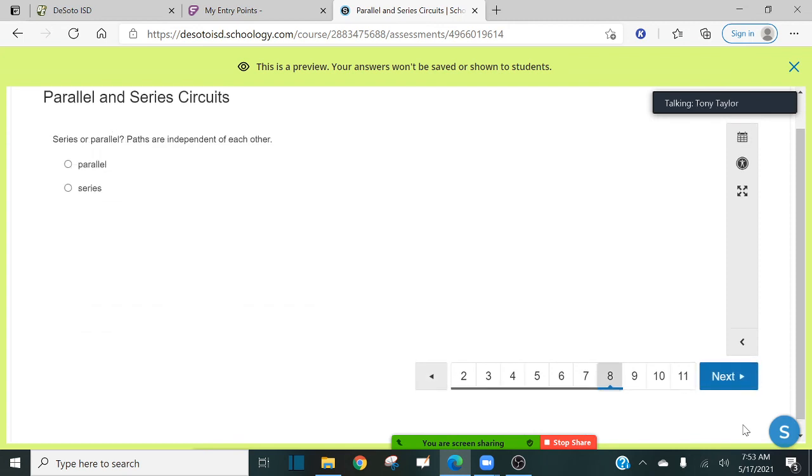Okay, let's look at number 8. Series or parallel. The paths are independent of each other. Well, we just said that's a parallel circuit. The paths are independent of each other. Has more than one path for the electricity to flow. That is a parallel circuit.